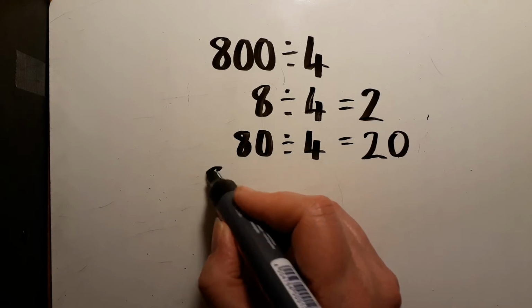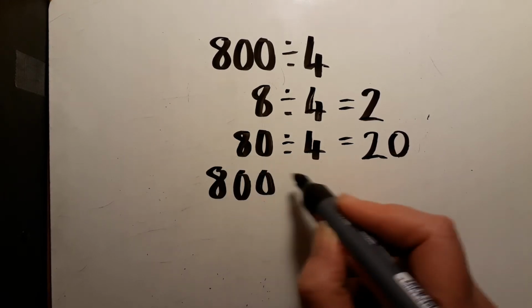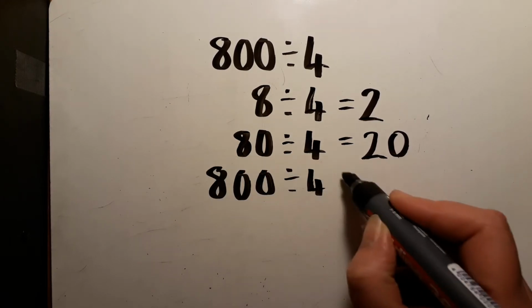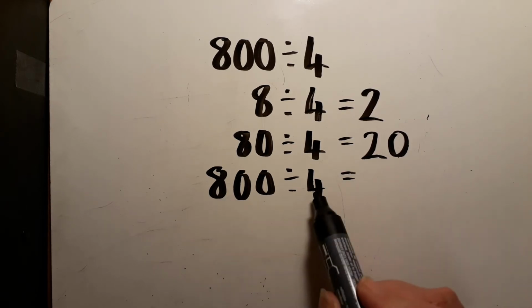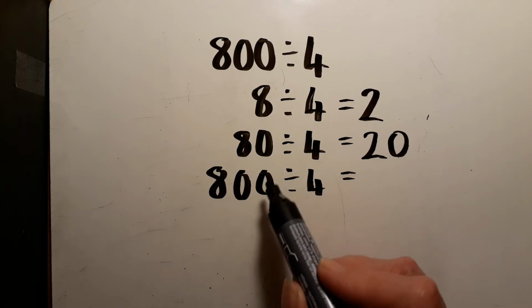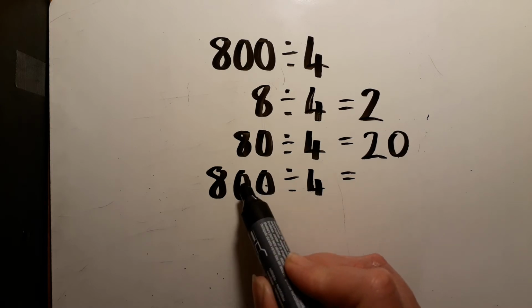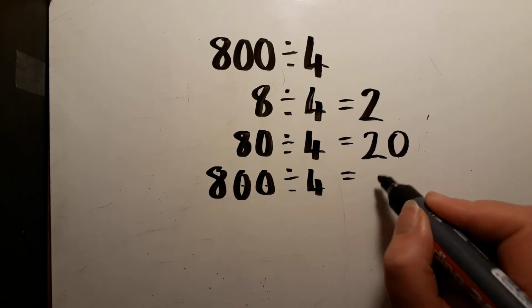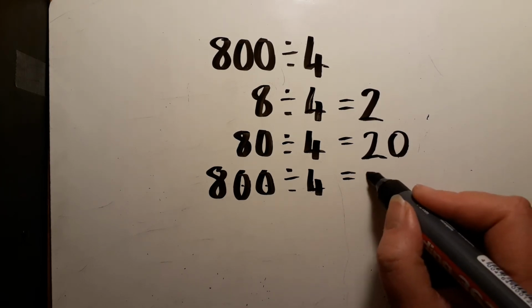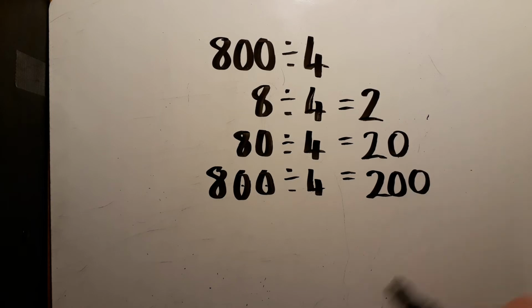And now if we have 800 divided by 4, we're still doing 8 divided by 4 is 2, but then we need to move up 2 place values. So it moves from the ones into the tens into the hundreds. So 800 divided by 4 is 200.